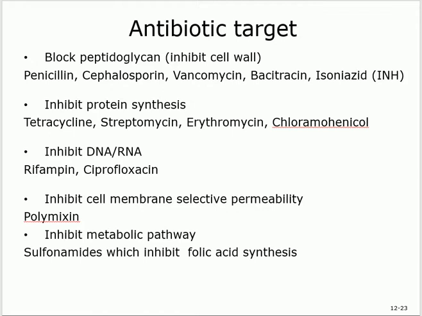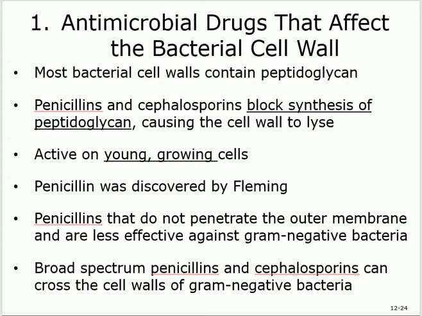Sulfonamides, which we usually call sulfa, it's called sulfonamides. Sulfonamides inhibit a metabolic pathway. Which pathway? Folic acid synthesis. So again, this is an extra slide. I put it there to summarize what you have to know. But you have to memorize it anyway. Yes?